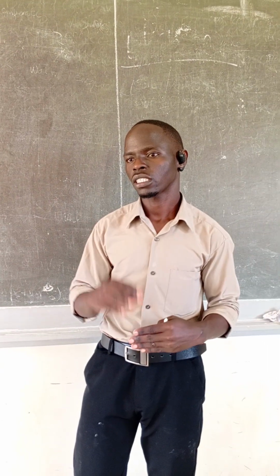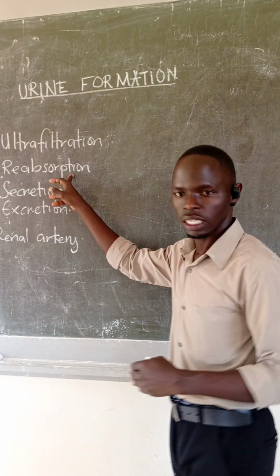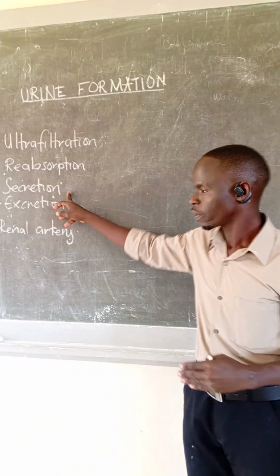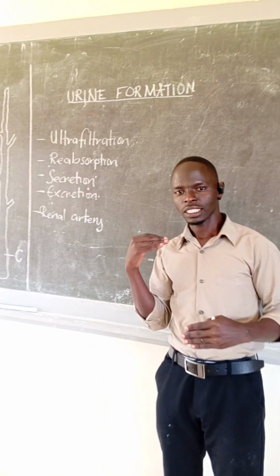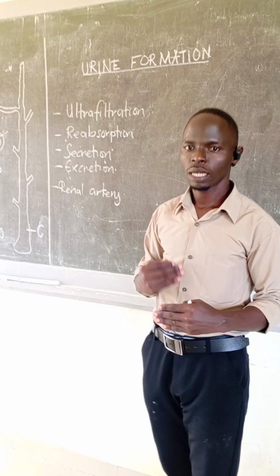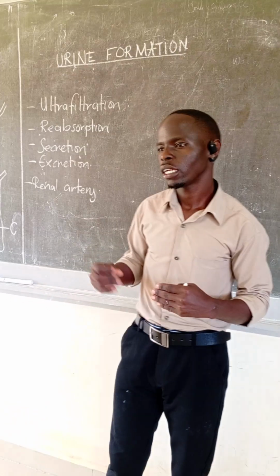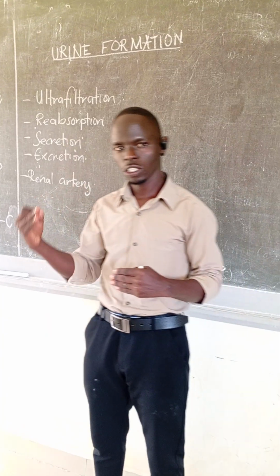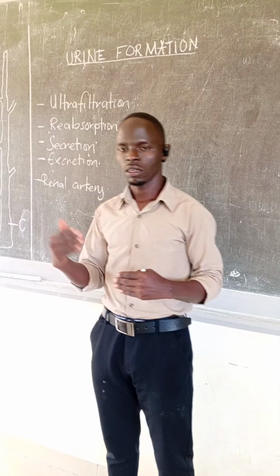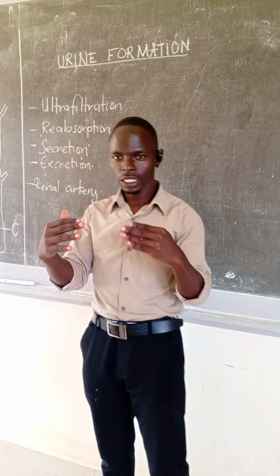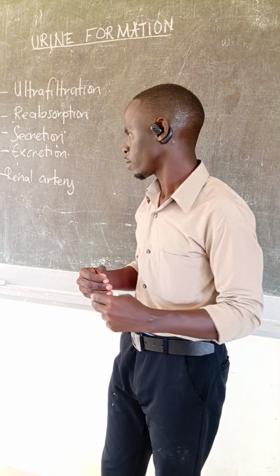It carries 4 processes. The first process is ultrafiltration, second is reabsorption, third is secretion, and the fourth is excretion. We go back and start from where urine comes from. It is extracted from blood components. Blood contains water, glucose, amino acids, and other substances. When these substances are extracted, we are going to see them in the urine.